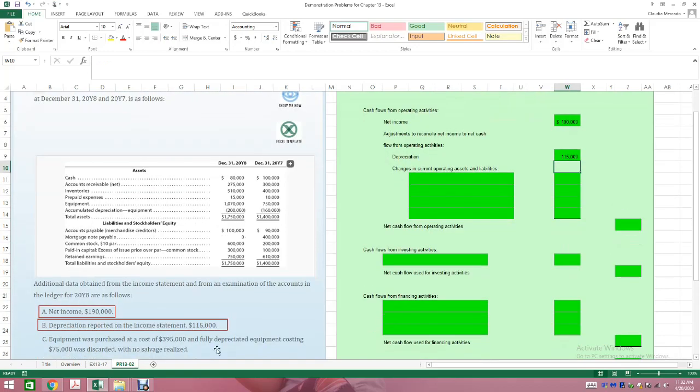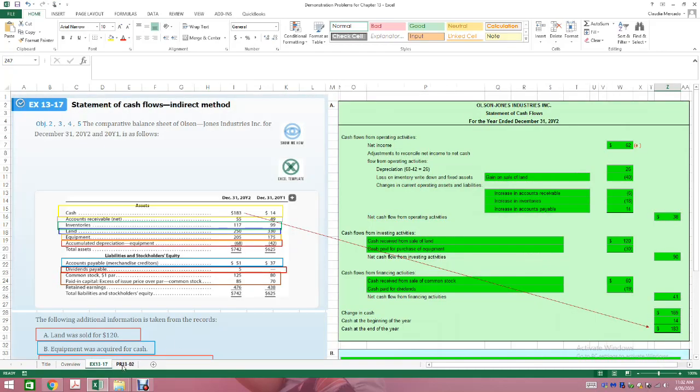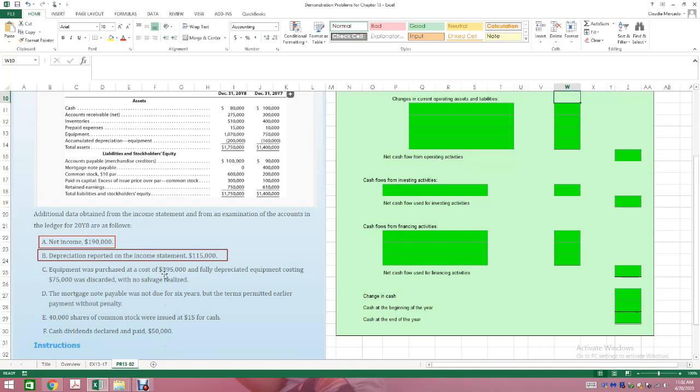Now, the next section is, do we have any gains or losses on disposal of assets? Did we get rid of any assets? Okay. So, Part C says that equipment was purchased. Okay, that's good. It also says that equipment costing $75,000 was discarded with no salvage realized. Okay, so we don't have any equipment that we sold that we made a profit or a loss on.